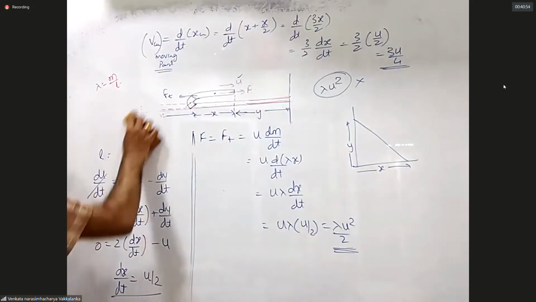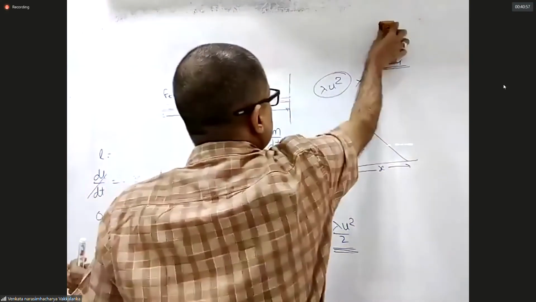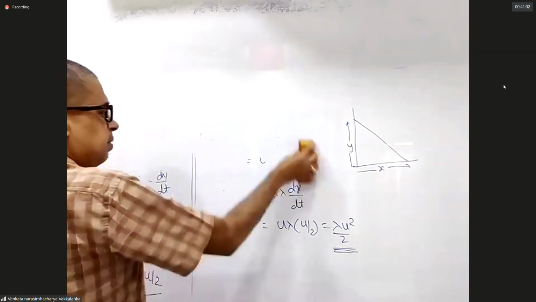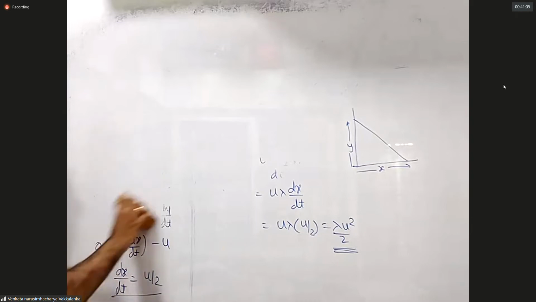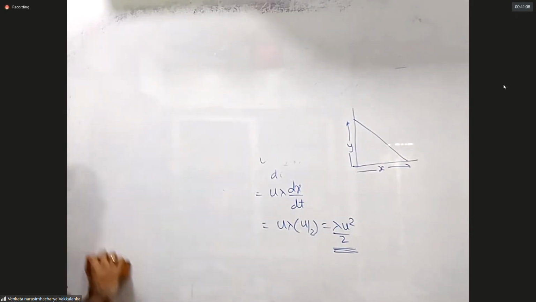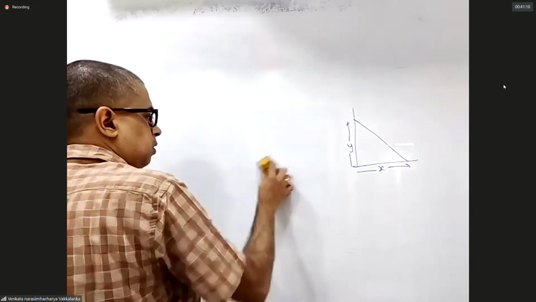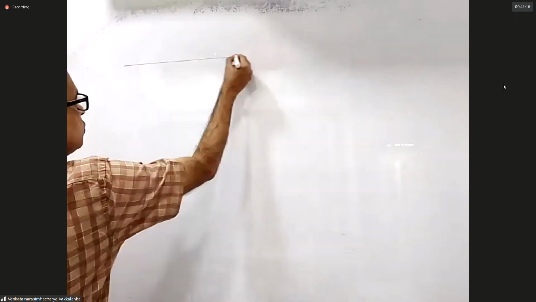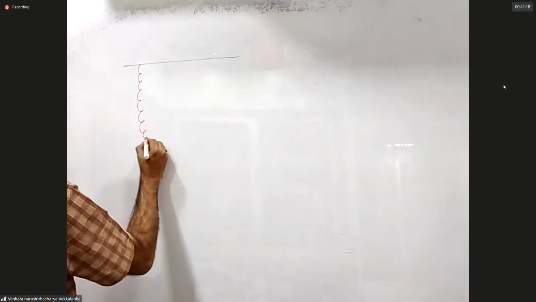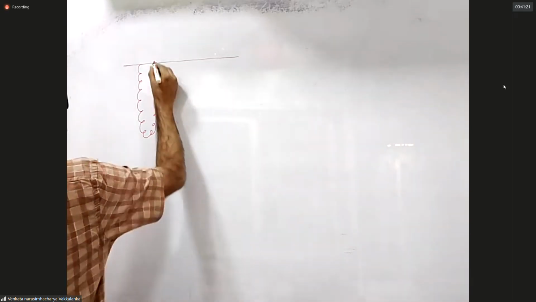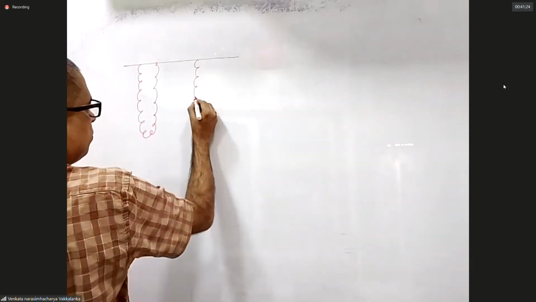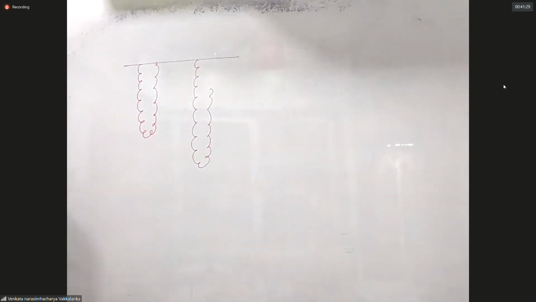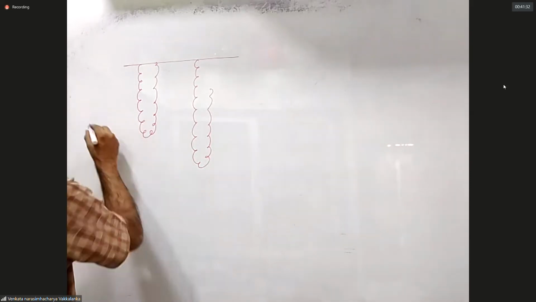This problem, when I make it vertical, you will see dx by dt as u by 2 in a much simpler way. If this is a chain hanging like this, the chain is released from here. This chain is released from the right hand.